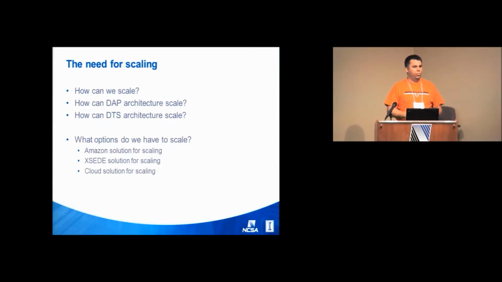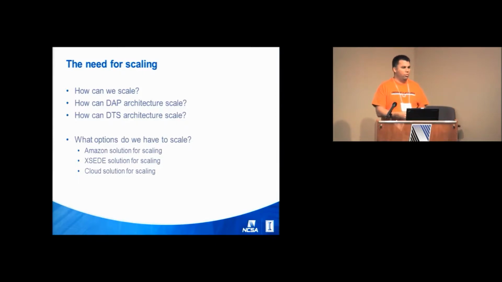People have seen the examples that we've done for DAP and DTS, and clearly from there you can already see Kenton says, please don't hit it too much because we're not quite ready yet for it. It needs to scale. We're going to have to scale. So the question is, how does the data access proxy that we have scale? How does the data tilling service that we have scale? What options do we have to scale?